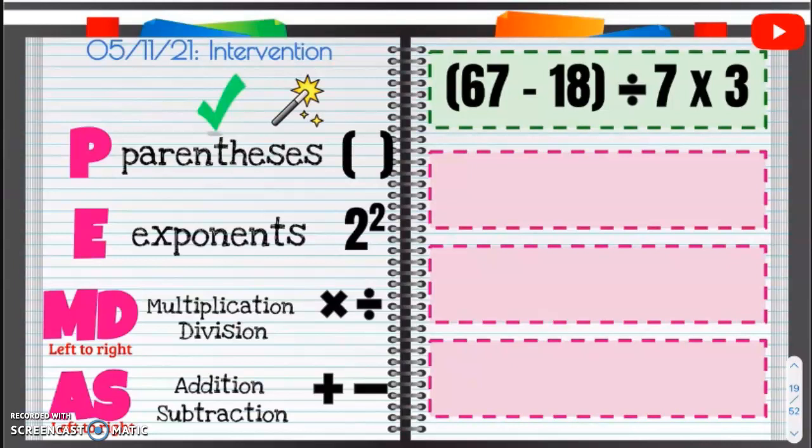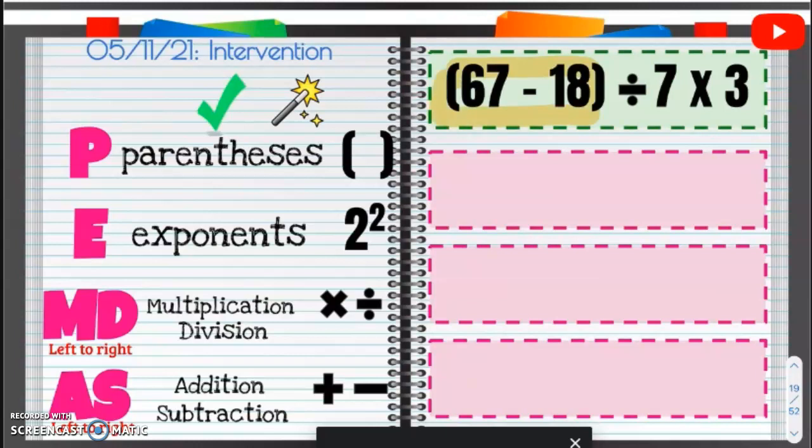All right, so we're going to do our intervention and our daily math review in the same video. So we are going to have order of operations here. So please excuse my dear Aunt Sally. All right, first off, do we have any parentheses? Yes, we do. We have parentheses right here, the first part.